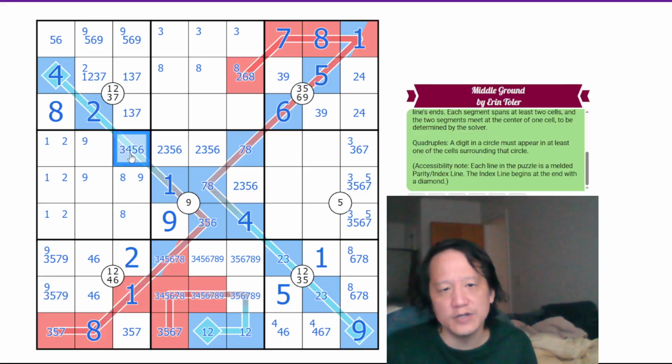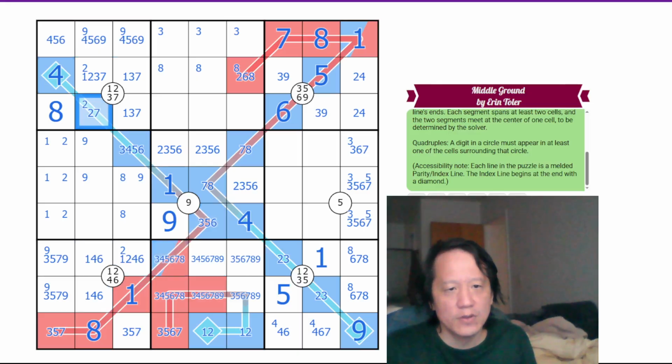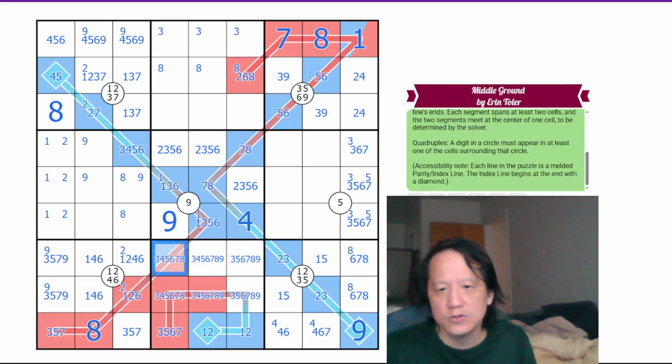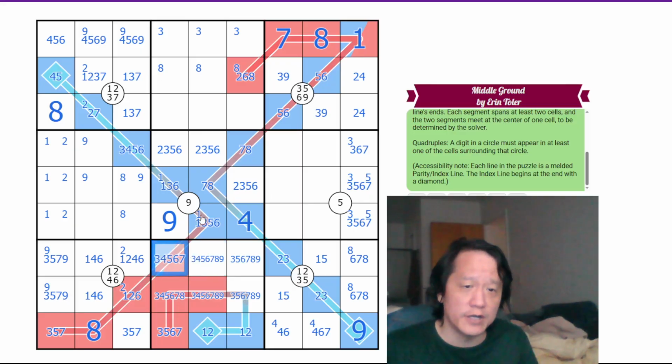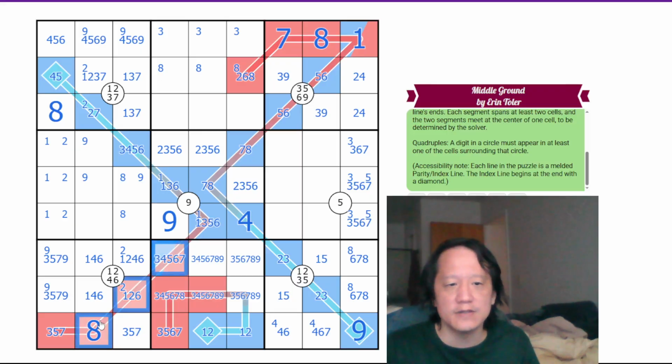3 is either in 3rd or 5th position, because this can't be 4, so it has to be 6 for that index line to work. One thing we do know, actually, without doing that, is this can never be 8 here. Because if this were 8, the index line would have to go to 8 in size, but we already have an 8 on the index line if that's the case.